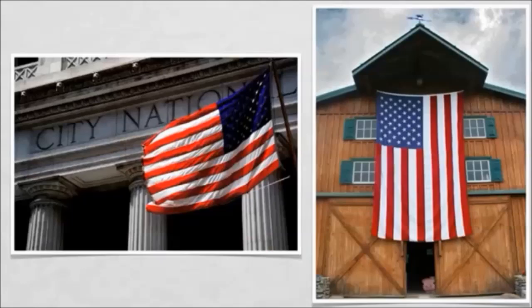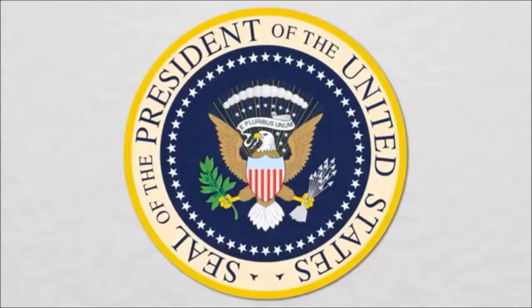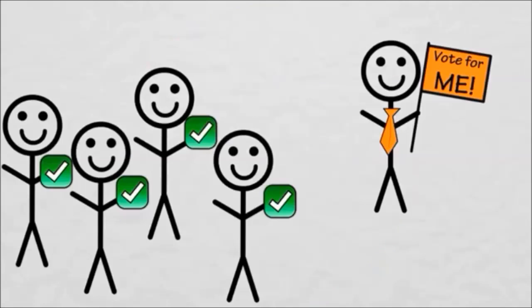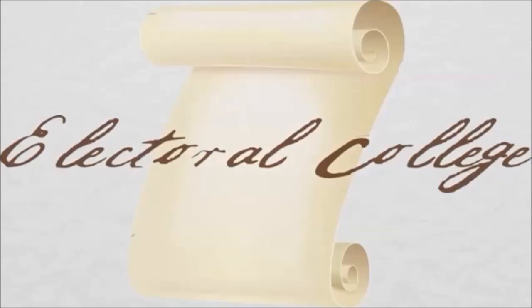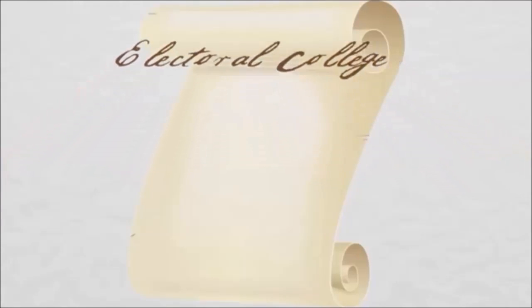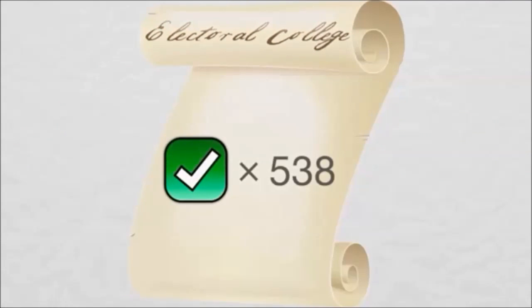Election day, when Americans everywhere cast their ballot for the next president of the United States. Except, not really. Americans don't directly vote for president. So what's happening on election day then? It's a bit complicated because of something called the Electoral College. To keep things simple for now, think of the Electoral College as the collection of 538 votes that determine who the president of the United States will be.